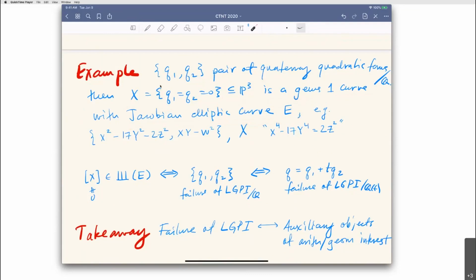And so for example, one nice example is if you take the pair of quadratic forms in 4 variables. They look like they have 3 variables. The variables here are x, y, z, and w, but in fact this quadratic form is only in 3 variables, and this one is only in 3 variables, but in total you have 4 variables, so they're sitting on a common vector space. Then if you take these 2 quadratic forms and form the complete intersection, that's a genus 1 curve. It's given by 2 quadratic equations.